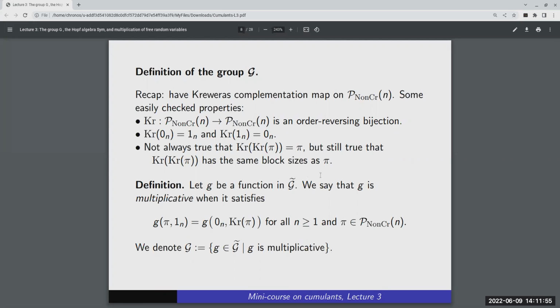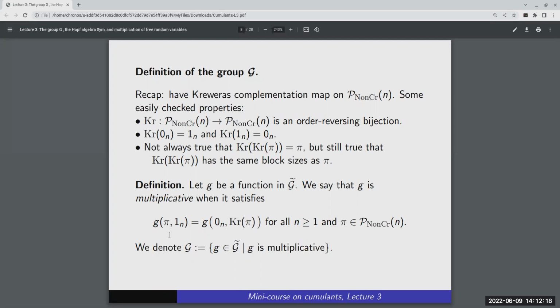Okay, and I can take this definition, which is a bit different from what I said on Tuesday, but it's equivalent. In this group G twiddle of semi-multiplicatives, let's look at those which respect the Kreweras complement.